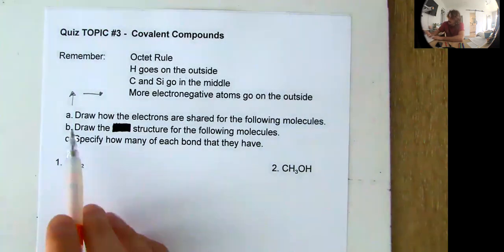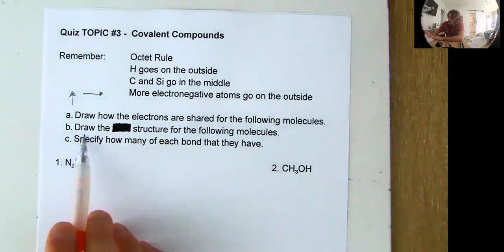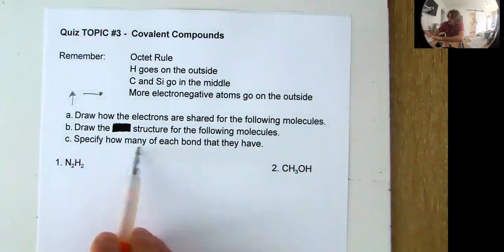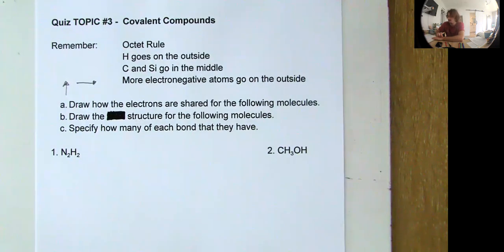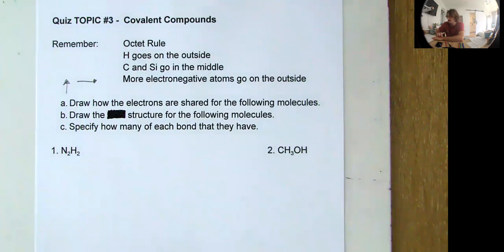So what we have to do is draw how the electrons are shared, draw the structure for the molecules, and specify how many of each bond they have. I believe we just did these 2 examples from the last video.